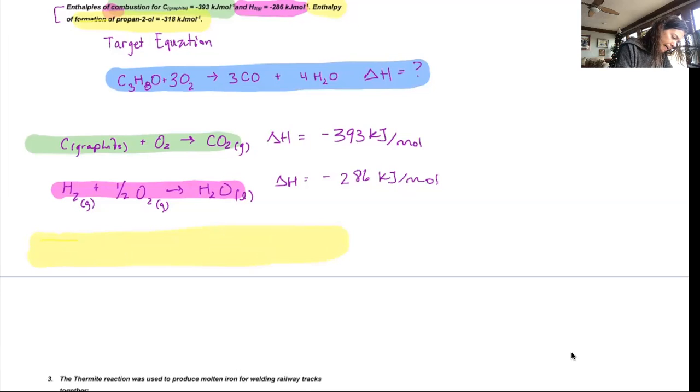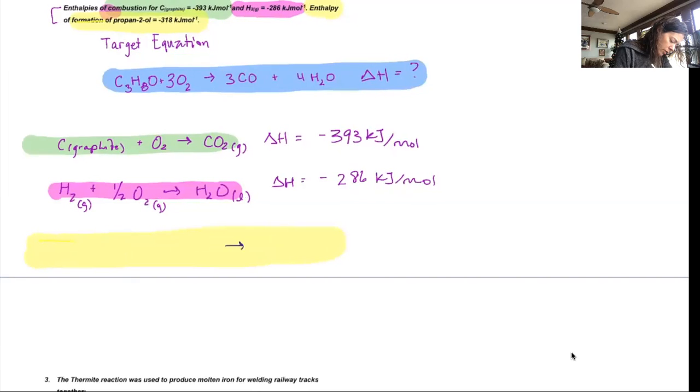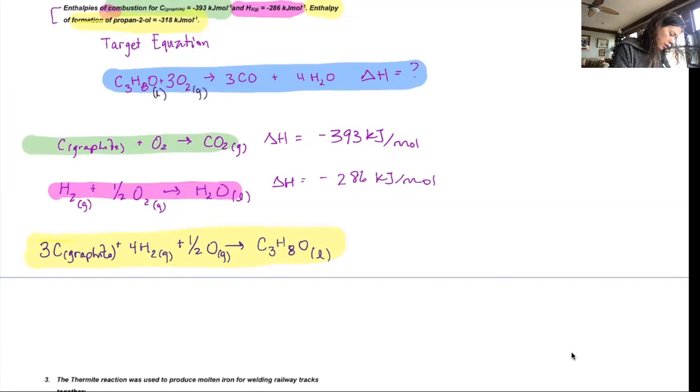All right, that's going to be, we're going to form the C3H8O from 3 carbon graphites and 4 H2 gas and an oxygen. Okay, I think we said that that was a liquid. We didn't put those up there, did we? Oh, there should be a 2 right there. Gas.